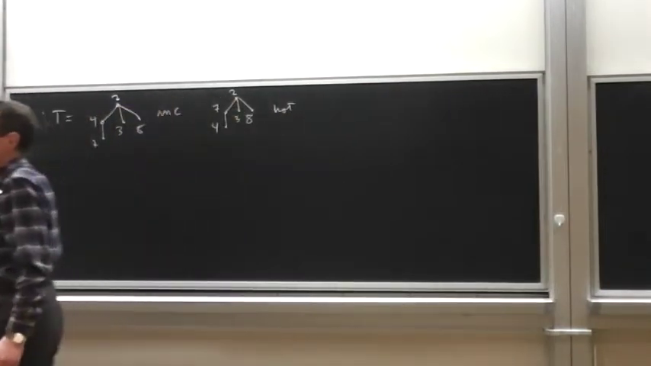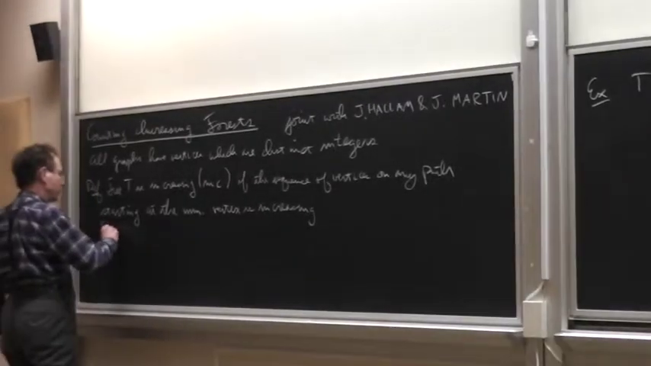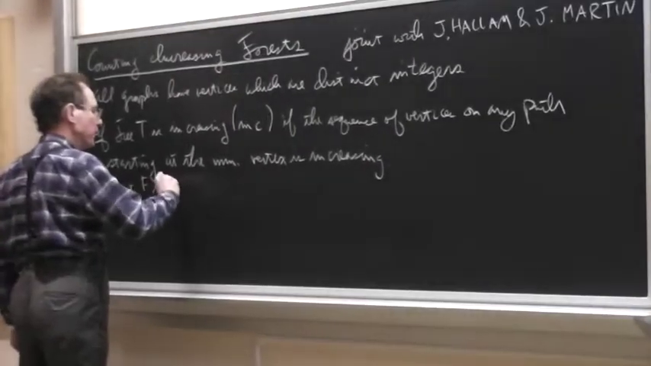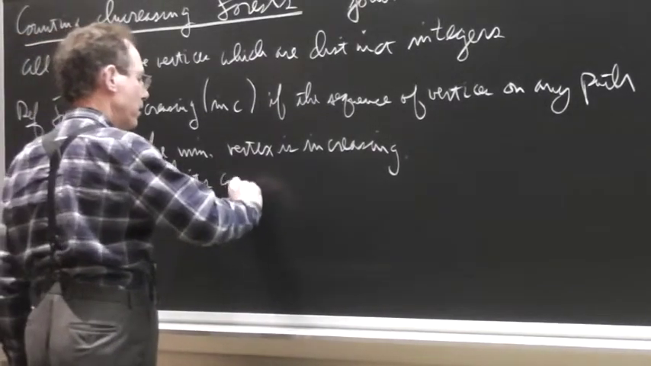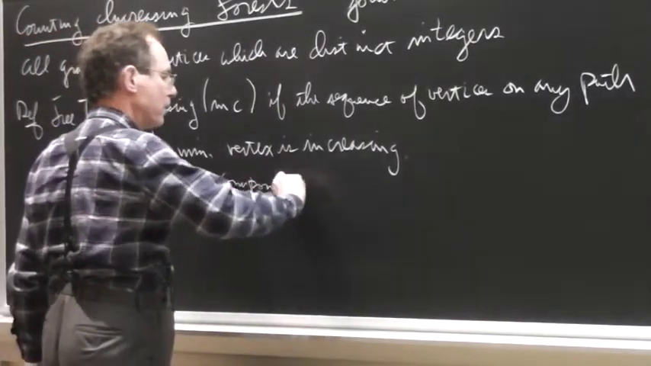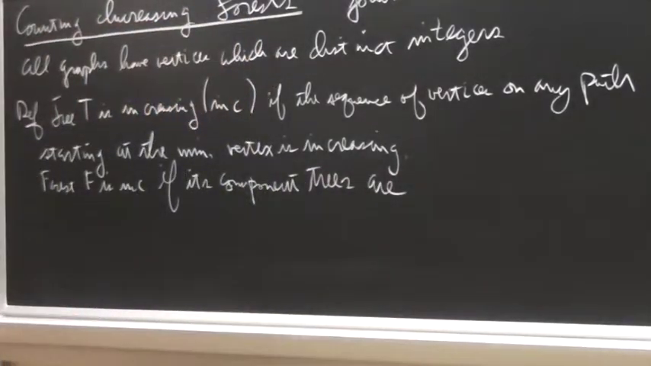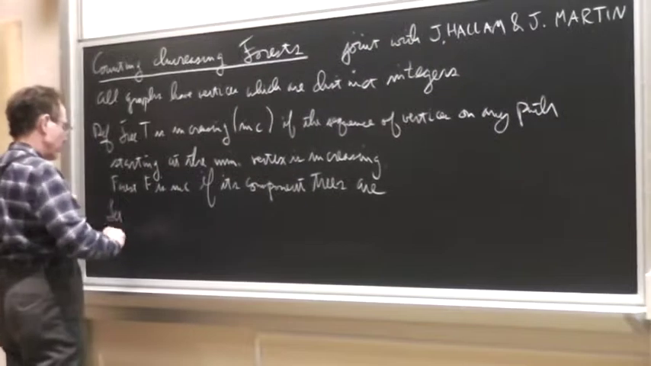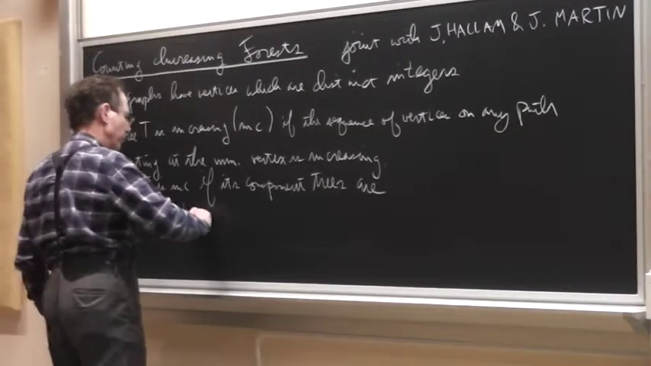Well, what's an increasing forest? Well, probably you can guess from this definition. So a forest F is increasing if its component trees are. Okay, so just look at all the components, make them all increasing. So now what we're going to do is the following. We're going to take an arbitrary graph. So let G be a graph.